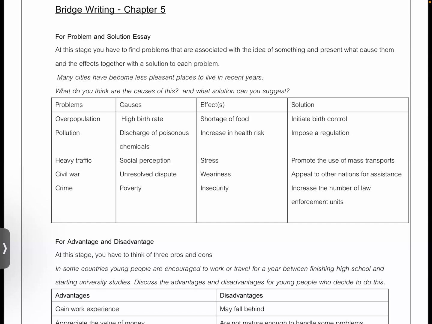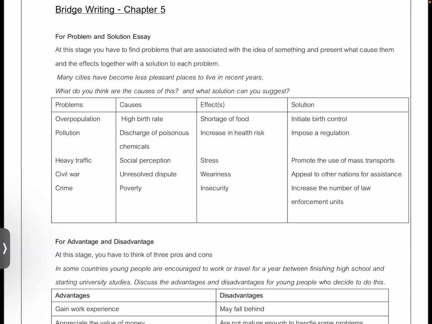So one possible problem is overpopulation. The next problems could be pollution, heavy traffic, civil war, and crime. So these are among the common problems that can exist in those cities. And to explain the problem, you have to think about the cause. What caused overpopulation, for example? What caused air pollution or water pollution? What caused heavy traffic? What caused civil war and crime? But the causes alone are not enough.